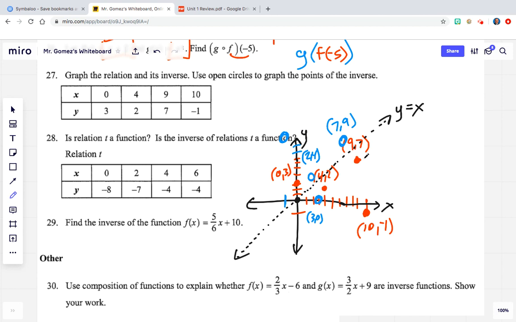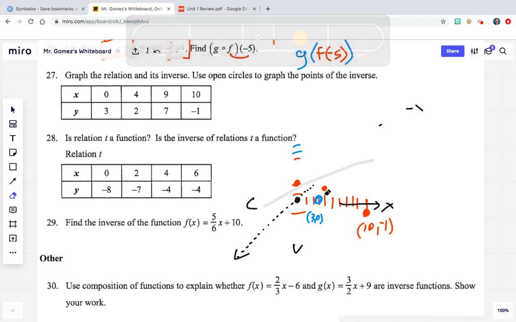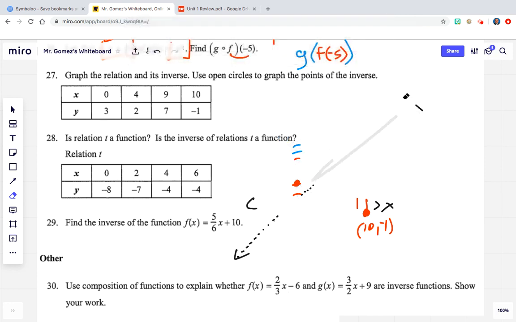Okay, just a little extra work on that. And that's it. That's all you would have to do on number 27. Now, let's go to 28. 28 is asking us, okay, so they're giving us a whole new set of points. So that's why I'm erasing all of this.